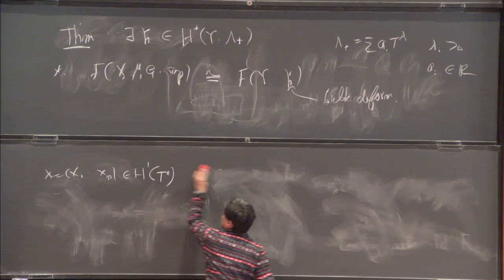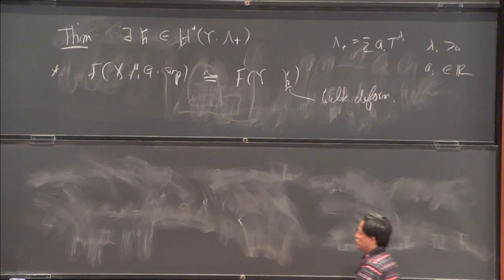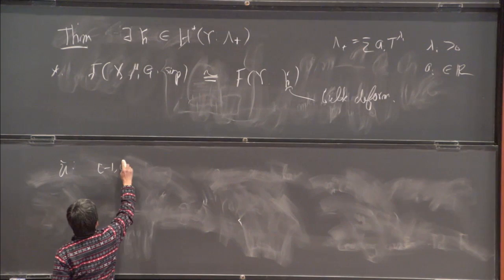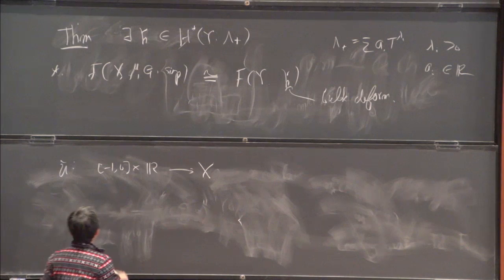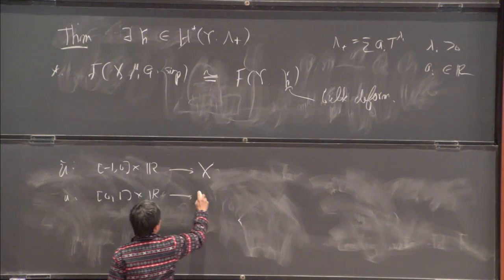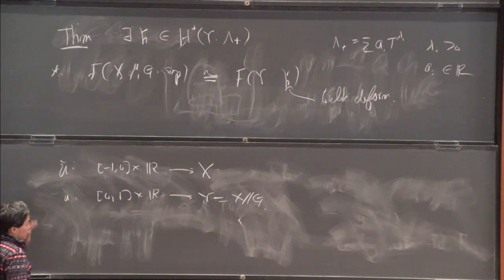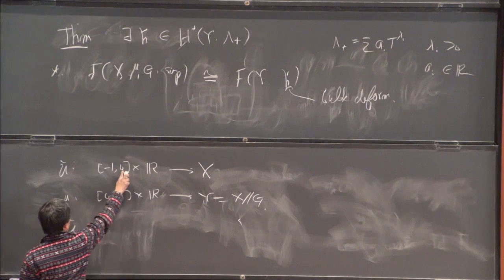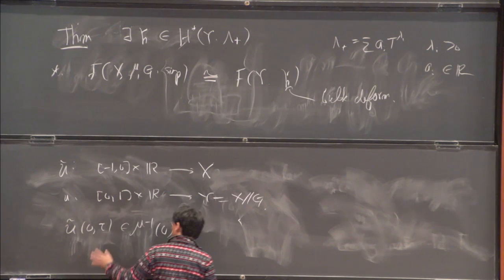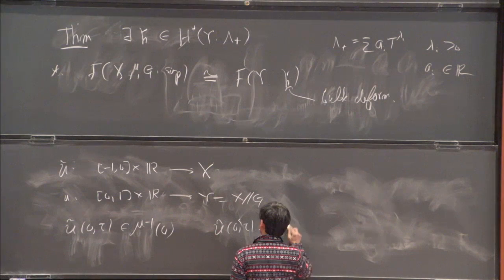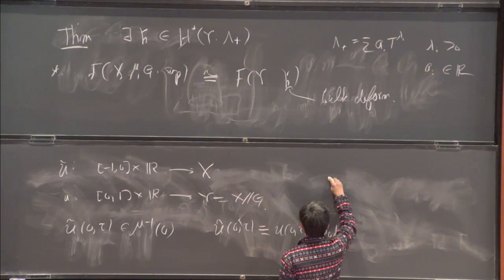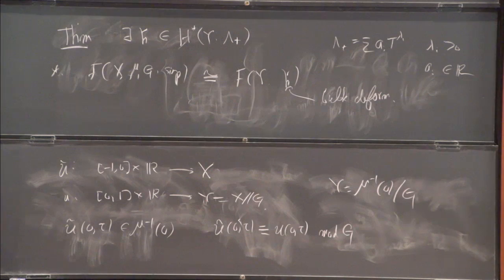So this is a moduli space, where U tilde is a map from (-1,0) cross R to X, where X is above. And U is a map from (0,1) cross R to Y, where Y is the symplectic quotient. And we have some conditions. The main point is how we fix this. The condition is the following: U tilde (0, tau) is contained in the image of the moment map, and U tilde (0, tau) is equivalent to U(0, tau) modulo G. Let me remind you, Y is mu inverse of 0 over G.